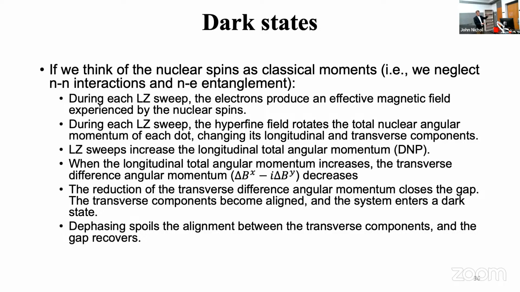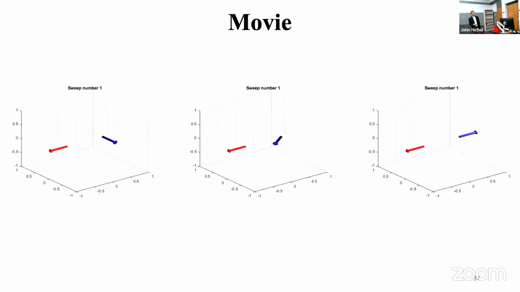You're asking why did it go away after like 10, given the fact that it only died after 10? Sure. Okay, I'll come to that in just a second. So the point of this slide is that dephasing is the thing that spoils the alignment and brightens the dark state, and what I just showed you before. Here's a set of movies that I'm going to skip.